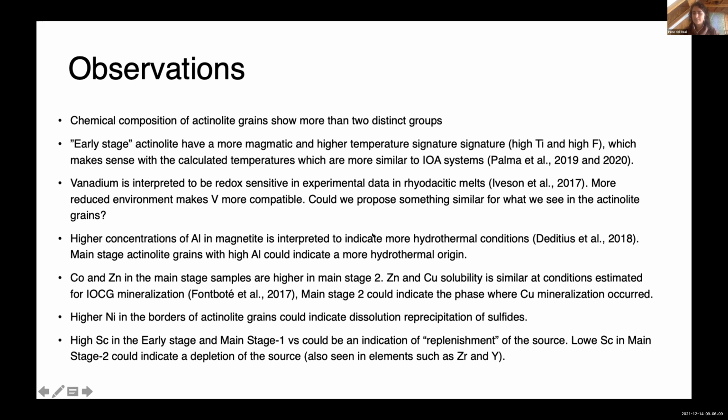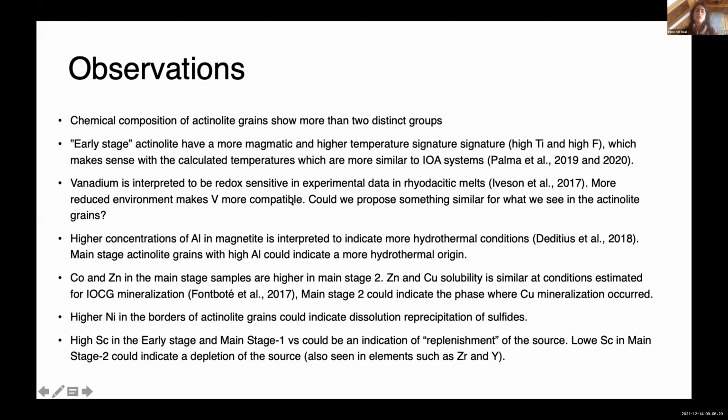Can we apply this to an IOCG system? I don't know. This is something that I'm thinking about. But maybe the changes in vanadium are showing a more reduced environment, which makes vanadium more compatible. And we could be seeing these redox changes by also looking at these trace elements in actinolite, which we know happen in IOCG deposits because of the iron oxides that we find.